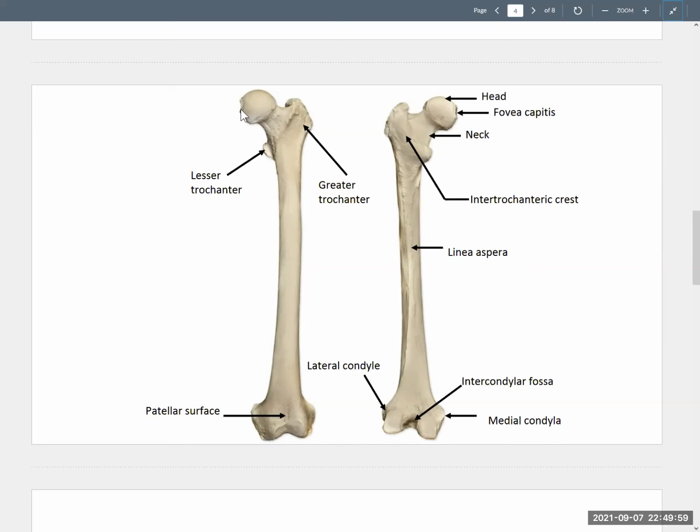There's an indentation in the head right here, and it barely shows right here. It's not deep. You couldn't even put a pencil eraser into it. That's the fovea capitis. Fovea capitis means hole in the head. Here's the neck.